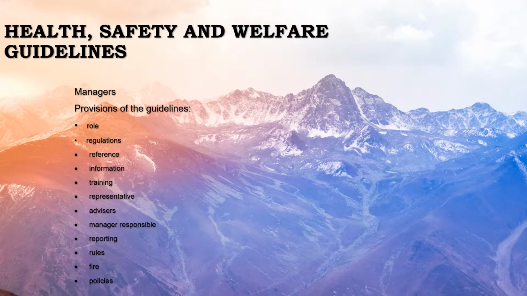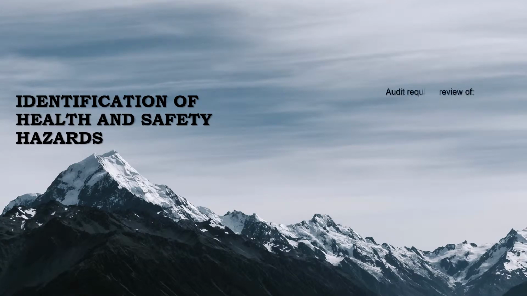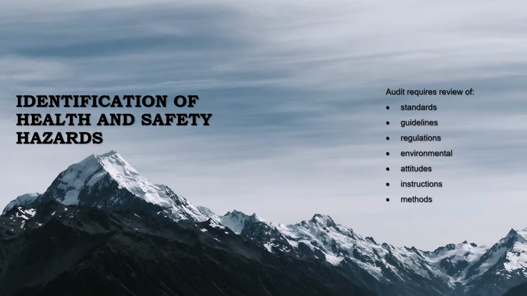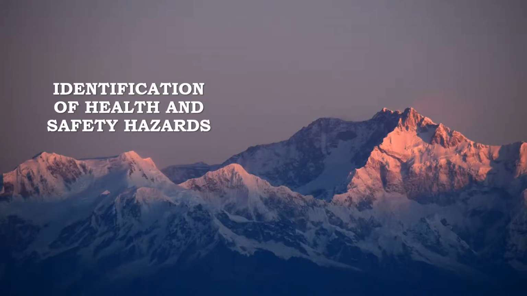It is the policy of the company to require a thorough examination of health and safety performance against established standards. The audit requires review of standards laid down in the policy, departmental guidelines, relevant regulations, environmental factors, staff attitudes, staff instructions, methods of work, contingency plans, and recording and the provision of information about accidents and hazards and the risks assessed. The information obtained by the audit will be used to form the basis of the plan for the next year.